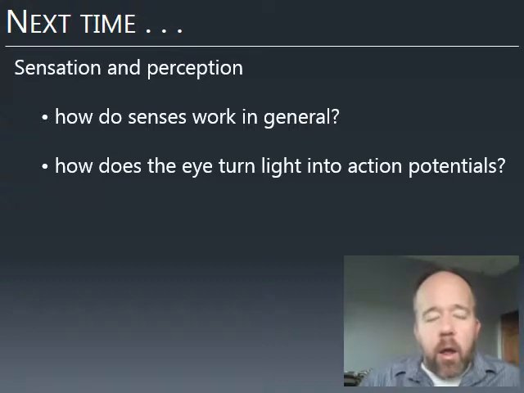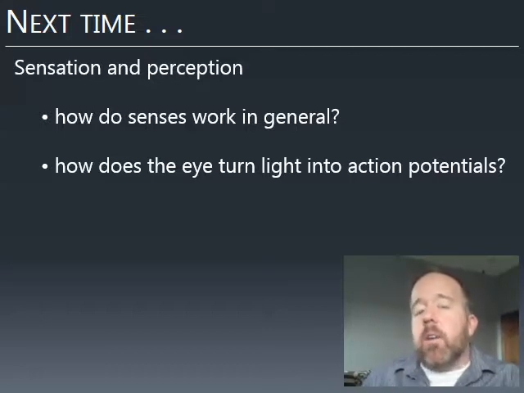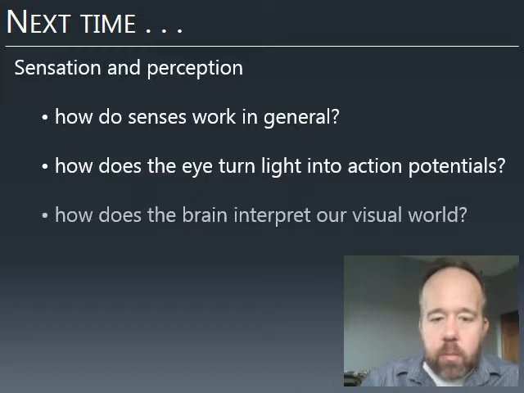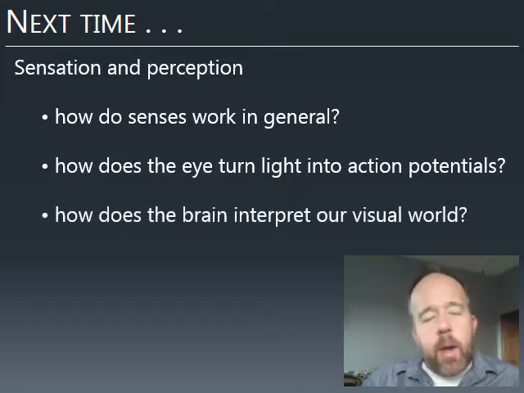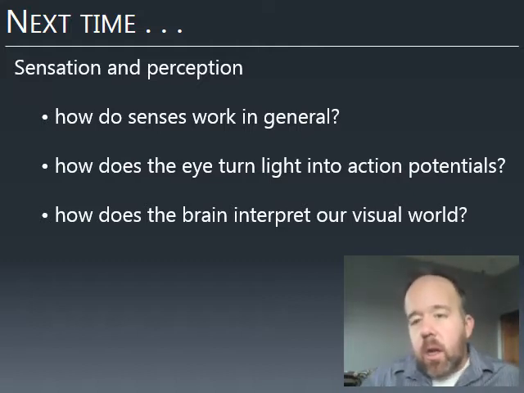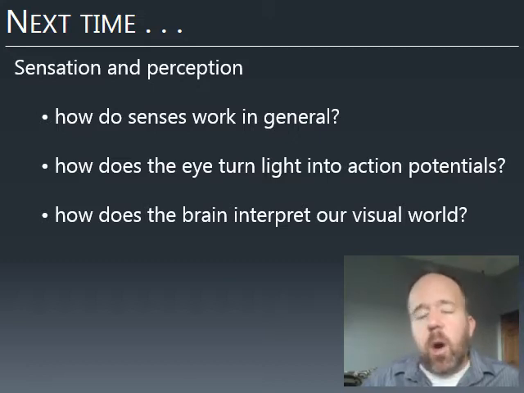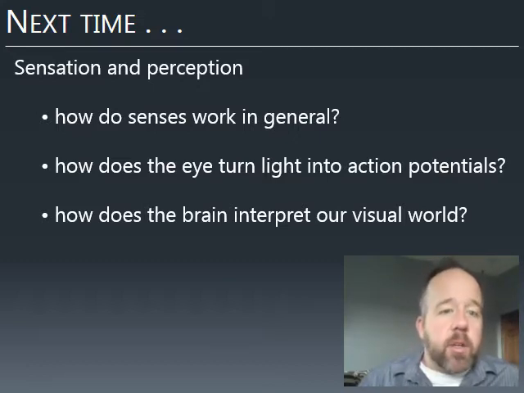So how does the human eye turn light into action potentials? How does a complex stimulus out there in the world become patterns of neural activity? And then once that information gets to the brain, how does the brain interpret our visual world? How accurate is that interpretation? How much processing is involved? How do we interpret a stimulus and all the visual properties of a stimulus?